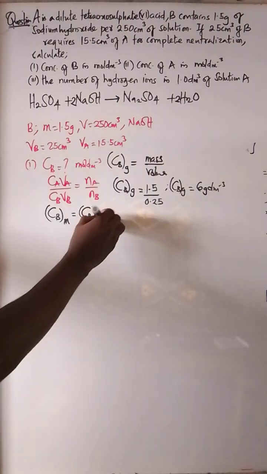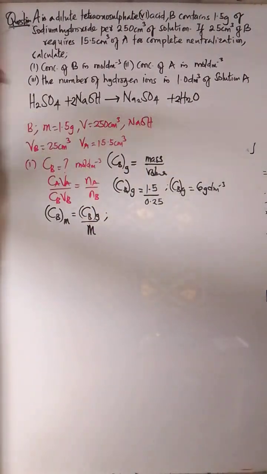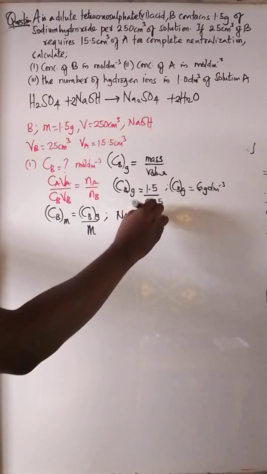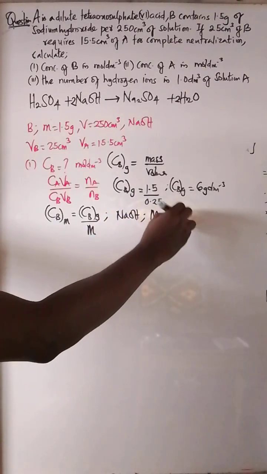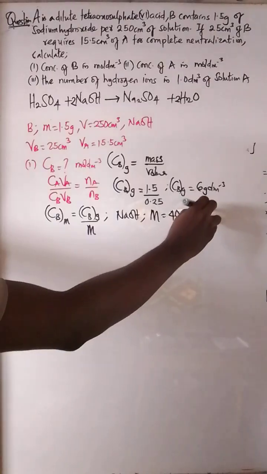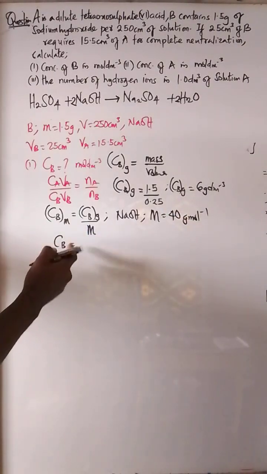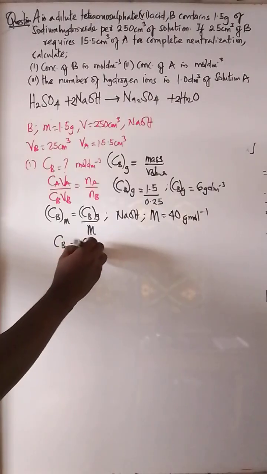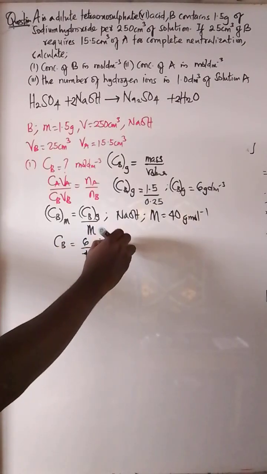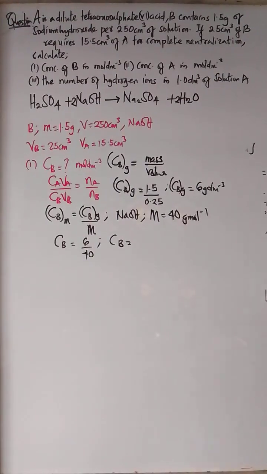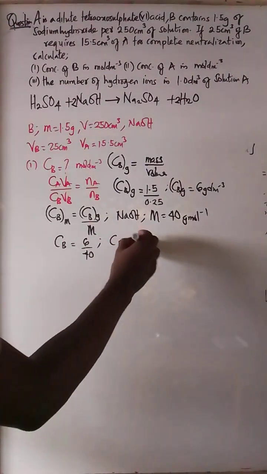So for B now, what's the molar mass of B? We are told that B is sodium hydroxide, and from our previous question, we got the answer to be 40 grams per mole. This time around, Cb, which is the concentration in mole per dm cube, equals 6 over 40. Then Cb, the concentration of B in mole per dm cube, will give us 0.15 mole per dm cube.